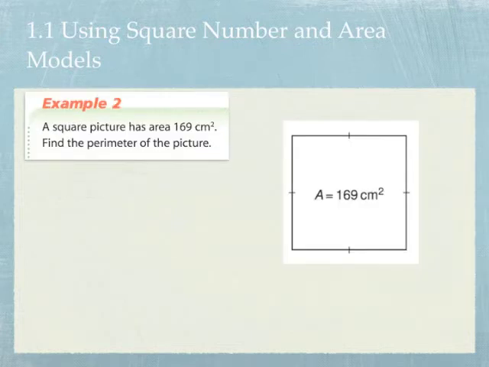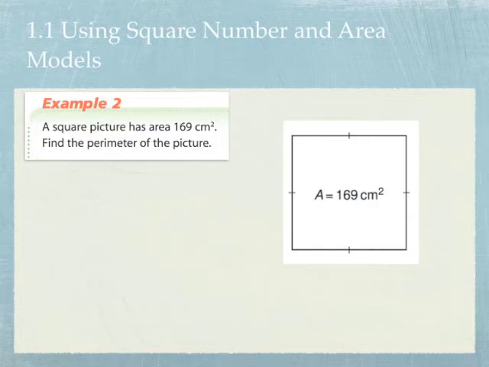Okay, example number 2, we have a square picture that has 169 centimeters squared, and that would be the area. And what it's asking us to do is to find the perimeter of the picture. So with this one here, think about your timetables. You guys know that 12 times 12 is equal to 144.